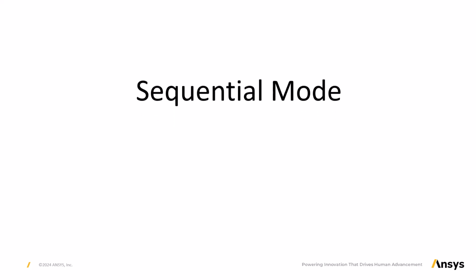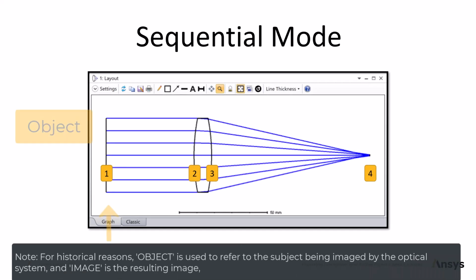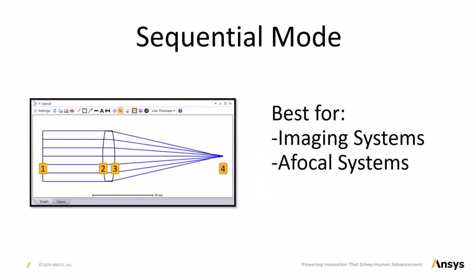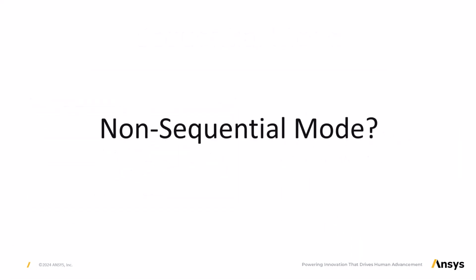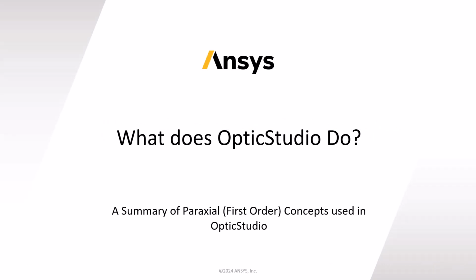In sequential mode, OpticStudio traces the rays through a predetermined sequence of surfaces, originating from the object plane until they reach the image plane. This mode is most useful for imaging and afocal systems. In comparison to sequential mode, OpticStudio also features a non-sequential mode, which will not be covered in this series of videos.